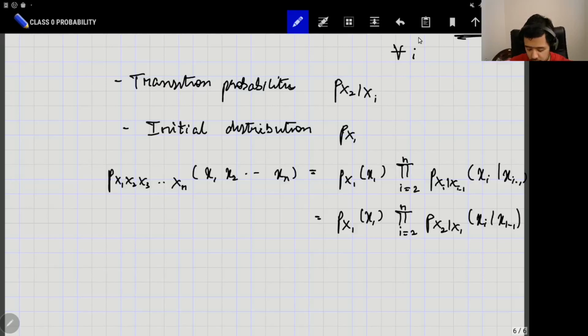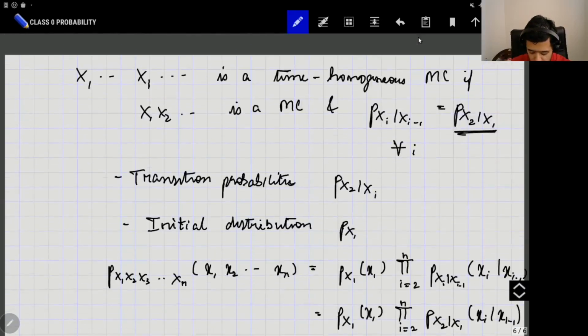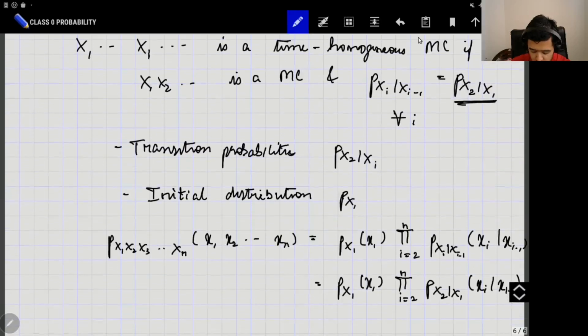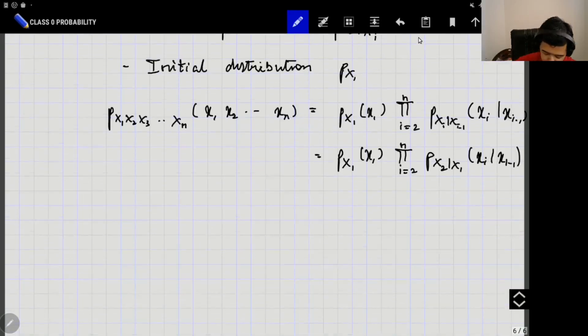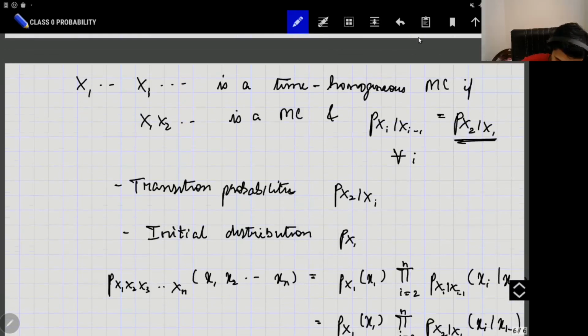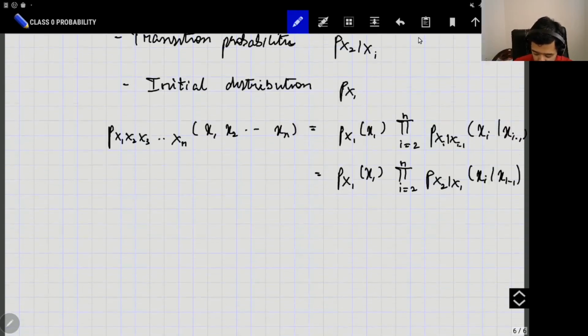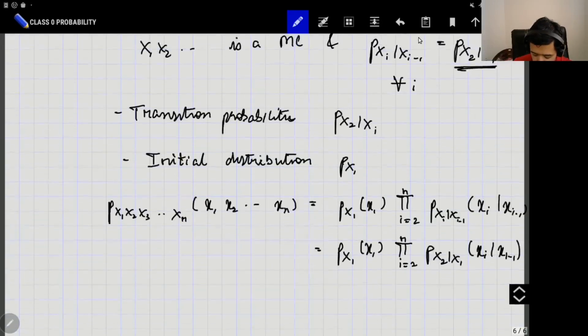Okay, so let's see an example of a time homogeneous, first order Markov chain. So this is first order. Every random variable depends just on something which is one step in the past. So conditioned on one step in the past, it's independent of the remaining history. So one such example is something similar.